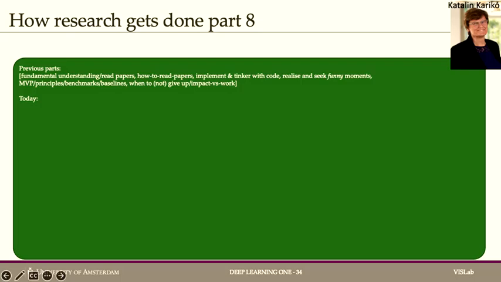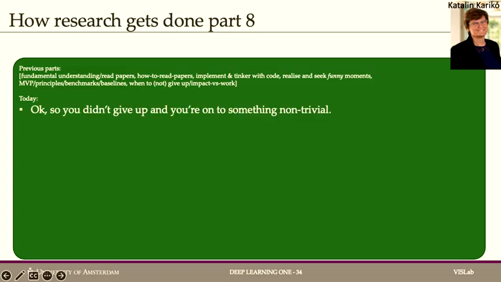Right. Last time we didn't have one. This time we'll have one: how research gets done. Now we're at part 8. At the top is Katalin Kariko, a Hungarian-American biochemist who specializes in RNA-mediated mechanisms and who has been super responsible for the mRNA vaccine of BioNTech.